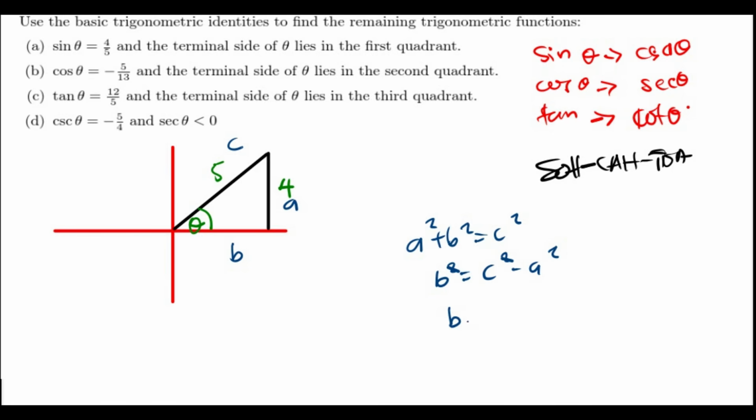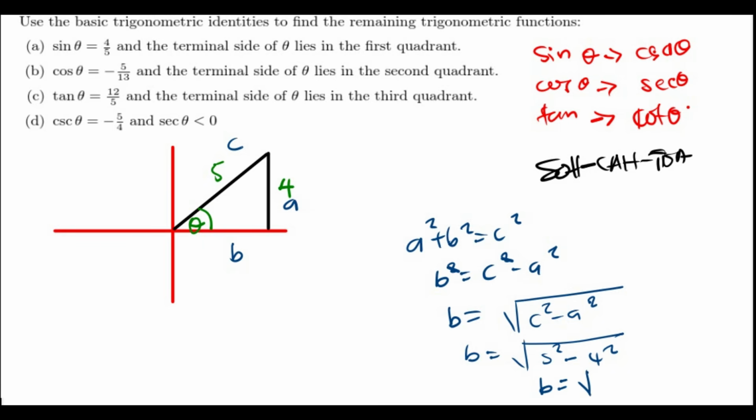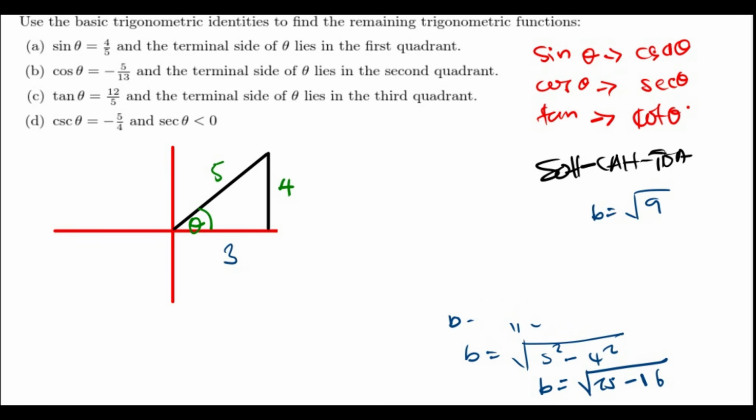Then we square root both sides, and we end up having B equal to the square root of C squared minus A squared. So B will be equal to, my C is 5, we square it, A is 4, we square it. Therefore B will be equal to the square root of 25 minus 16, which is 9. The square root of 9 is 3, so this side here is 3. So my B is 3, and I no longer need this part.